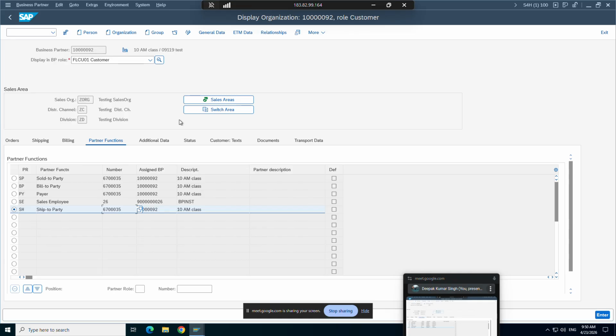Clear? So basically, what I'm trying to say is, after creation of the sales order, whatever data you change in your customer master will not automatically reflect in the sales order. But there is only one piece of data that will update automatically, that is the address.